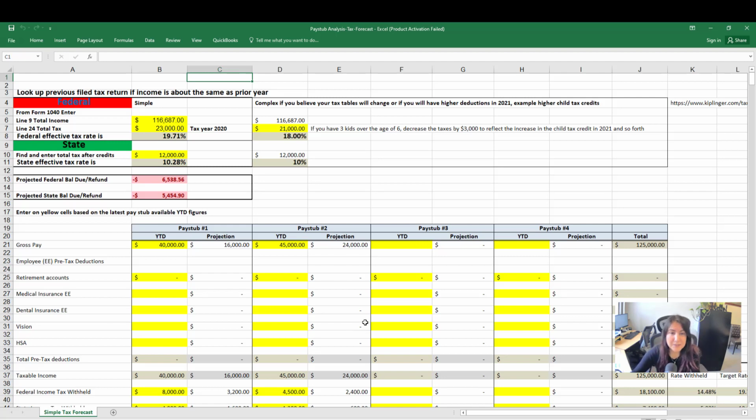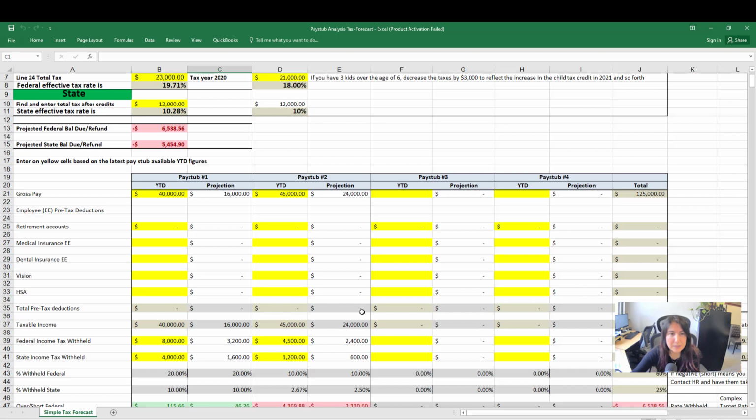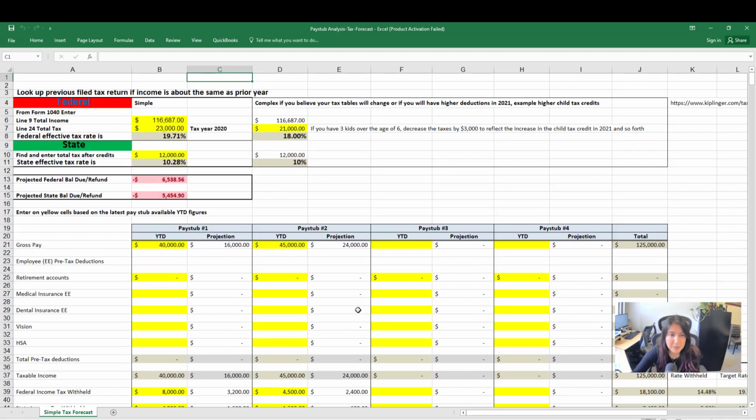So let's run some scenarios. The first one, we have pay stub number 1. Oh, wait, before we do that, let's look at the prior year tax return. You want to pull in the total income and their total tax from the prior year tax return to figure out what their effective tax rate is. As you know, an effective tax rate is also known as an average tax rate. It's not what the top bracket is, it just means what the average bracket is.